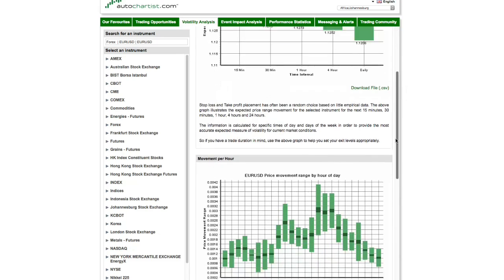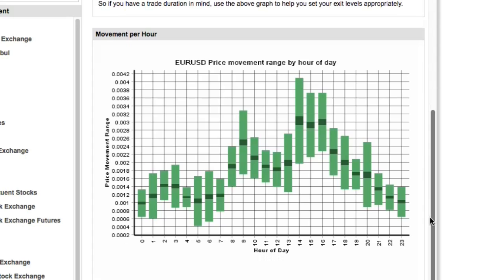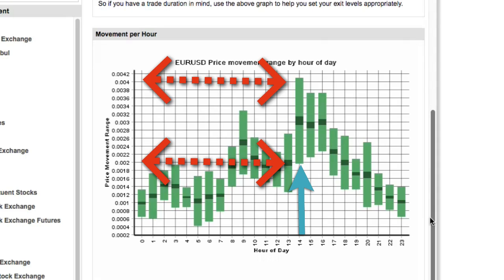The next section gives a breakdown of price movement per hour. Unlike the price range forecast, this is not relevant to a specific time, but it looks at all hours of the typical trading day. Again, the green bars represent an average with a single standard deviation on either side of the mean. So here you're looking at an area of 68% probability as well. So at 2 p.m. my time, I can expect a 20 to 40 pip movement with a likelihood of 7 out of 10.